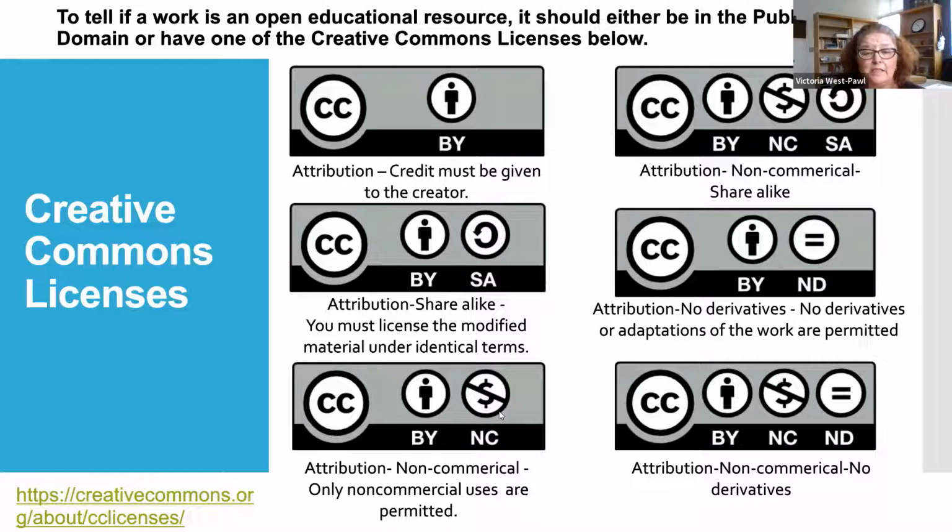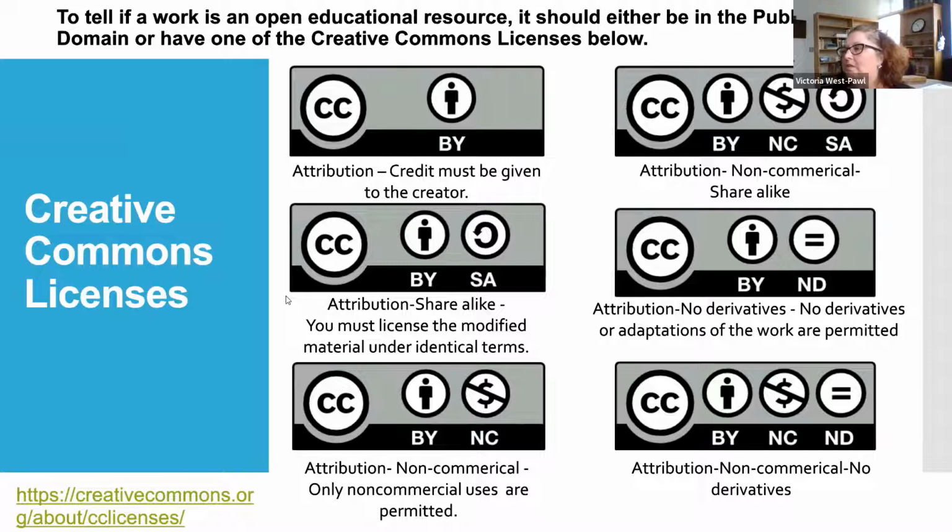The third one on the bottom here, this attribution, is non-commercial. That's what the NC stands for. Only non-commercial uses are permitted with this license, and you have to give credit to the creator. The top license over on the right side, this attribution, means non-commercial share alike. So you also need to give credit to the creator as well with this particular license.